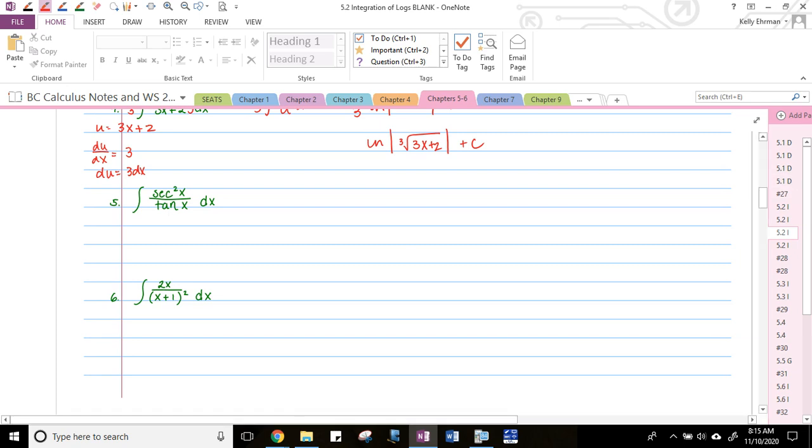For number 5, remember the derivative of tangent is secant squared. So if you make u equal to tangent of x, then du/dx will be secant squared of x. So again, you have du right here. So no adjustments needed. We have 1 over u du. Natural log of the absolute value of tangent of x plus c.